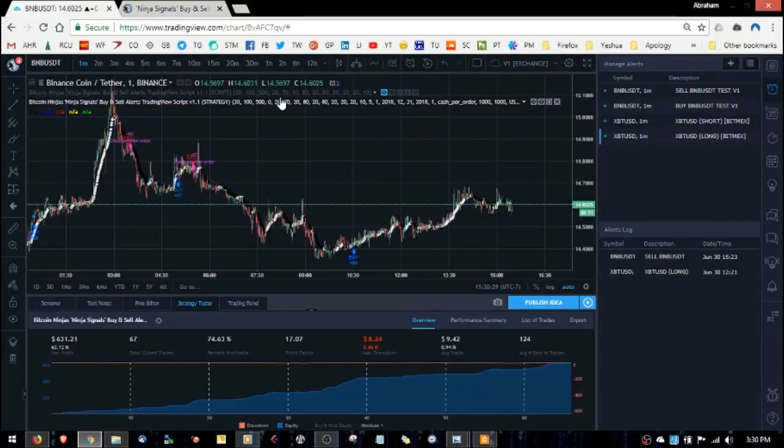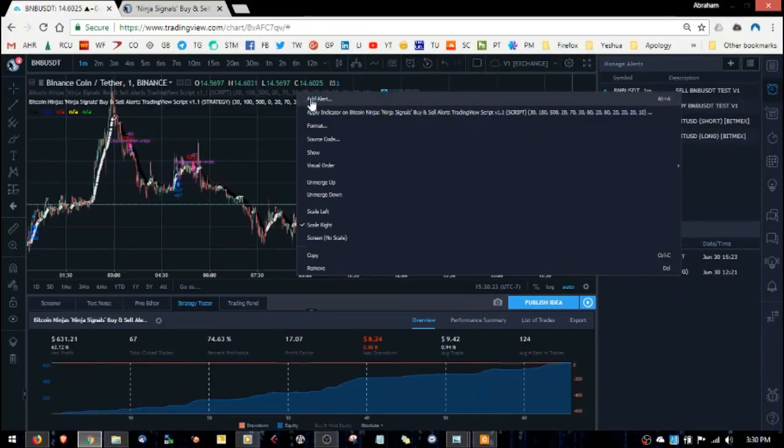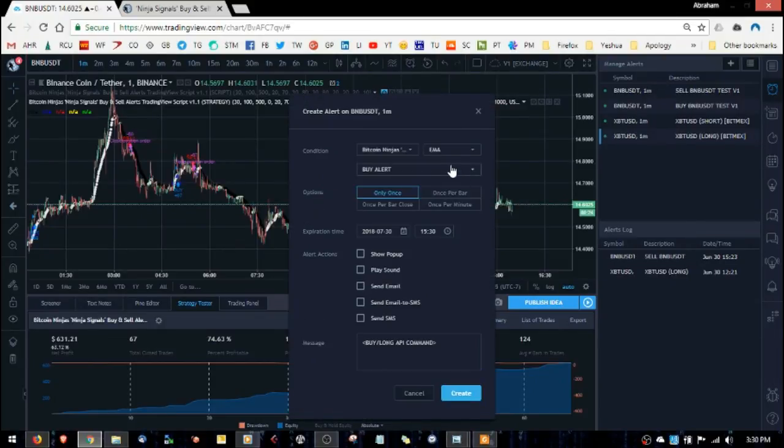So here's how we set alerts. We've transferred over our settings into the script. We're going to right-click the script, click Add Alert. For a buy alert, I'm going to set this to Buy Arrow, set this to Buy Alert. You can see we properly have the Bitcoin Ninjas TradingView script selected here. We go to Buy Arrow, Buy Alert.